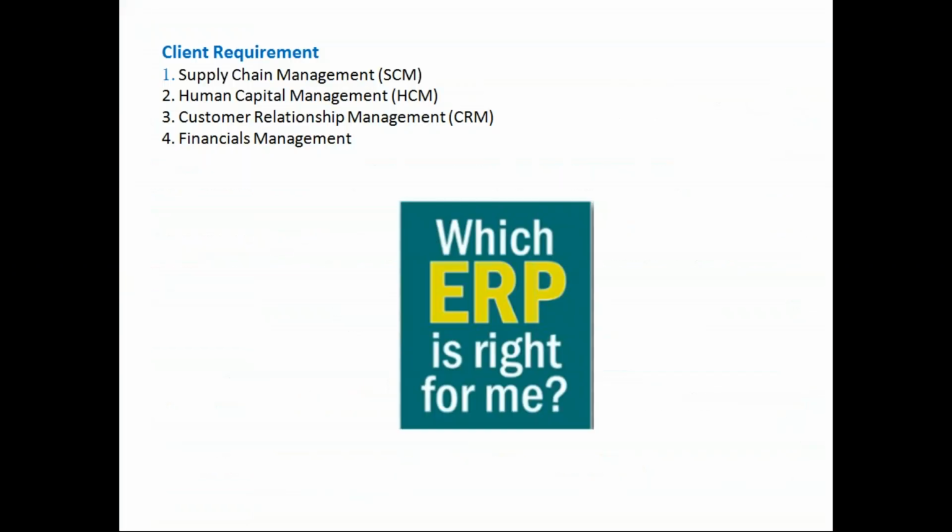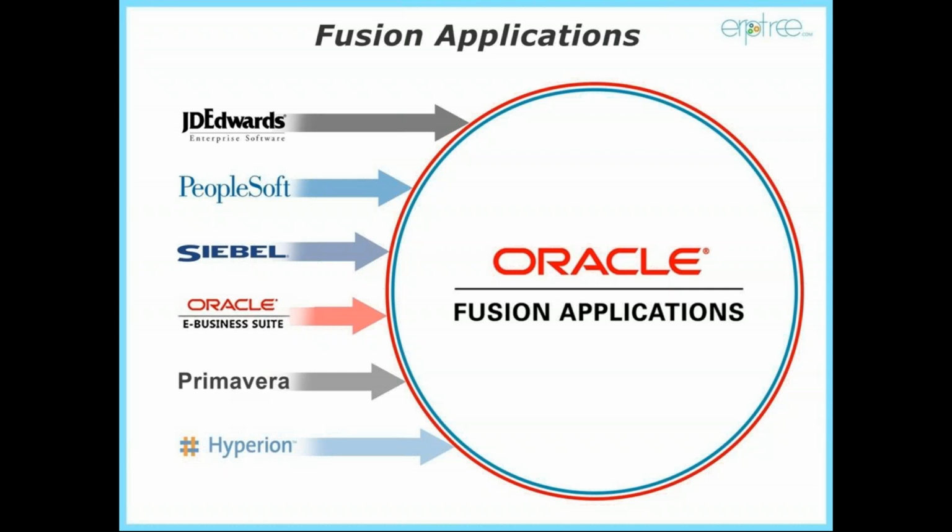If this is a requirement for one client, these areas are specialized in different ERP products, but there is no one ERP which can give the best solution for all these areas of a company's business process to manage within the system. So what Oracle did is, Oracle acquired most of the ERP products which are there in the market. So what Oracle did is, Oracle acquired JD Edwards.